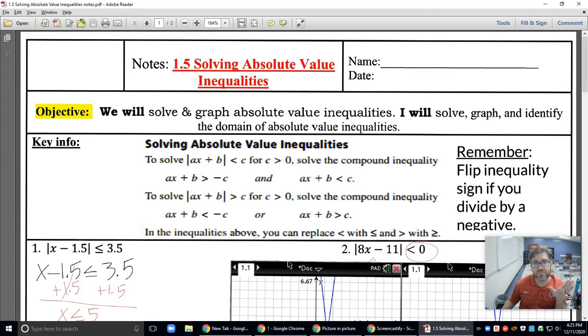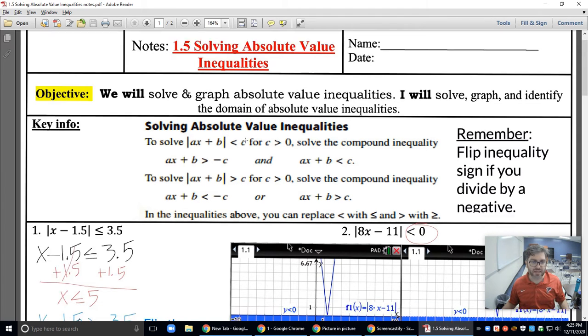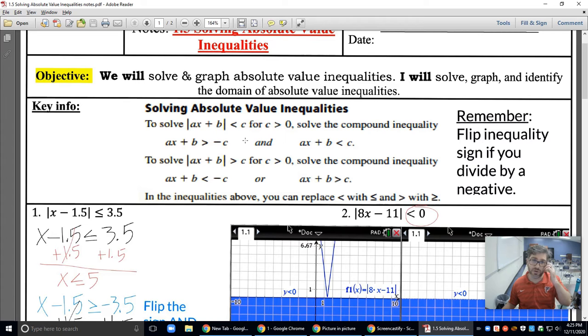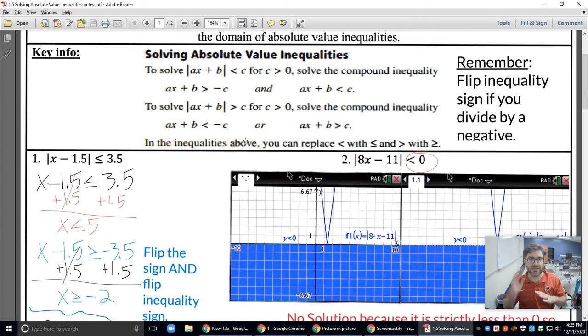Hey everybody, wanted to make a video on absolute value inequalities using the Desmos graphing calculator. If you're not one of my students, then you don't know what you're looking at right here, but this is a copy of my classroom notes. I'm going to go through a couple of these examples on how you would get the answers to an absolute value inequality just using the graphing calculator, like if you don't know how to solve it at all, or you don't want to, whatever.